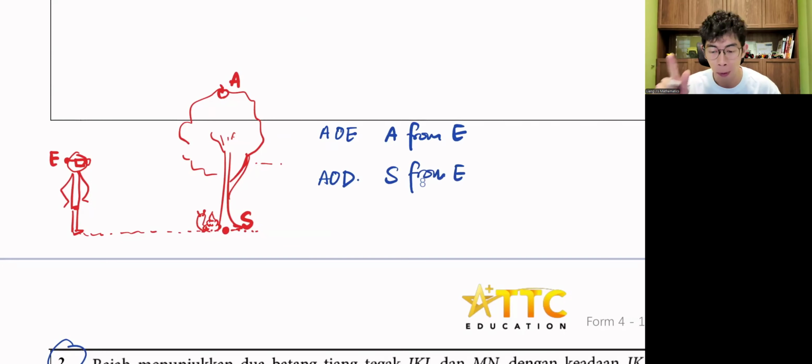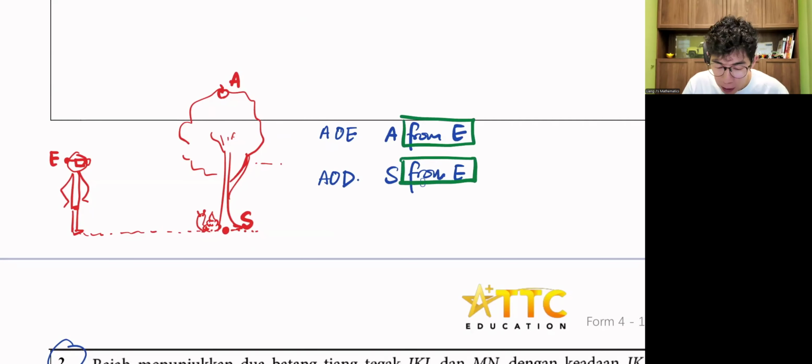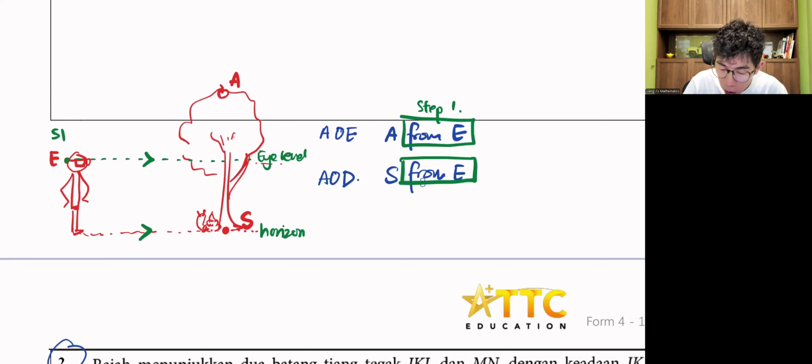So we're going to fit the positioning now. The moment they say from E, the first thing you do, this is step number 1, you go to E and you draw a dotted line showing the eye level. You always draw that. And make sure your eye level is always parallel to the horizontal ground. Sometimes they use the word horizontal plane or horizontal line. That's the first step.